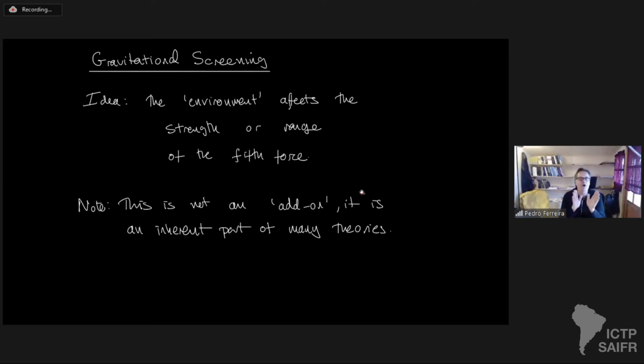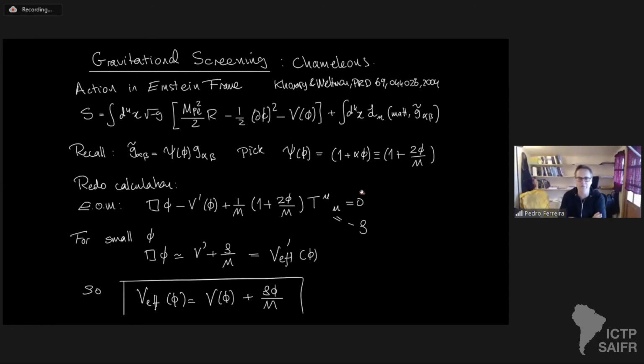And I have to be honest, for many years, I felt that it was an add-on, but having looked at it in more detail, what you find is many attempts at constructing a scalar tensor theory inevitably have this property of gravitational screening. So let me explain what that is. What I'm going to do is focus mostly on one form of screening, but mention another. I'm going to focus on chameleon screening.